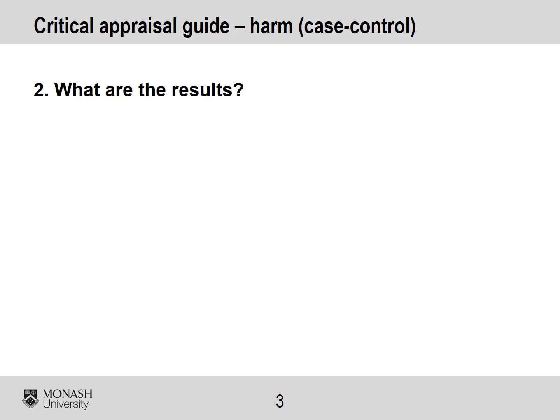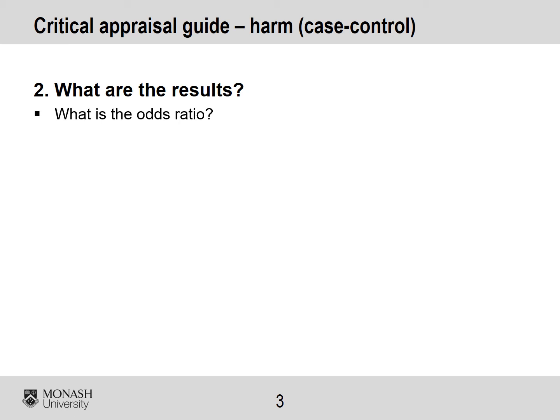So what are the results? Again, what we're looking at here specifically for case control studies is an odds ratio. So the majority of the time the results should be reported as an odds ratio. It's not possible to calculate risk because that requires incidence, and case control studies being retrospective, it's difficult to calculate the incidence in that respect.